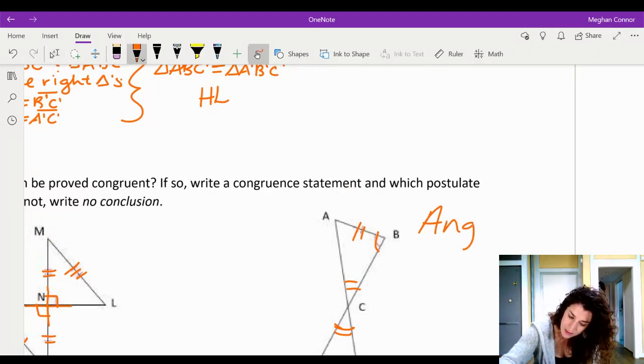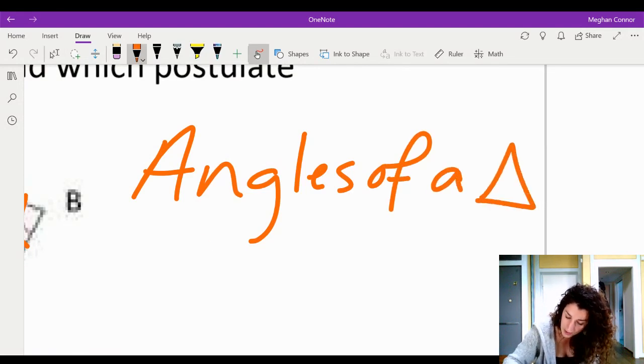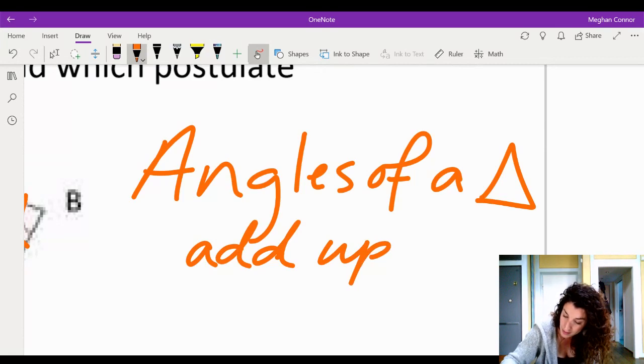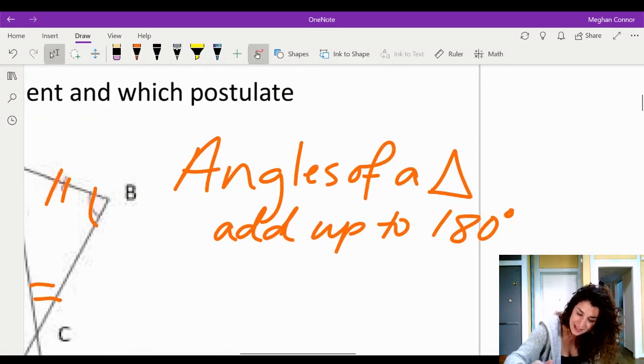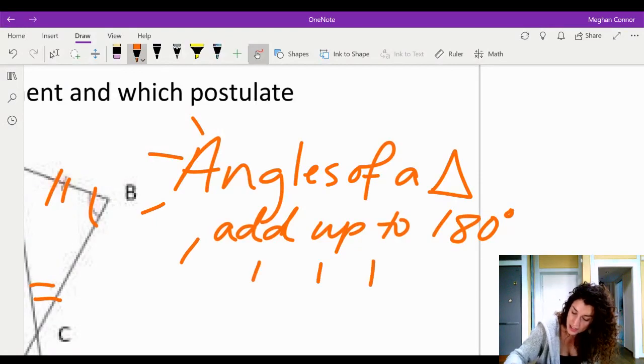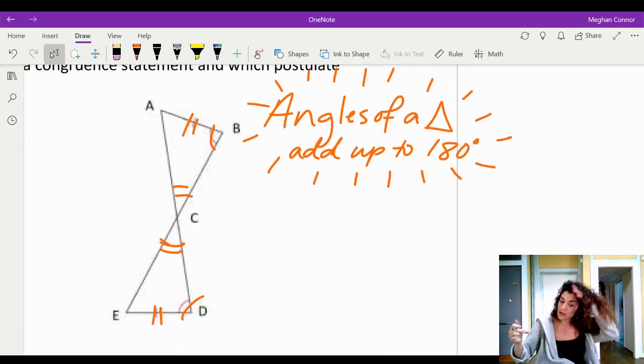Angles of a triangle add up to 180 degrees. So add this new reason to your reasons sheet. I hope you've been adding all of these reasons to your reason sheet. So as a result, since angles of a triangle add up to 180, you know that B is equal to D and ACB is equal to DCB.